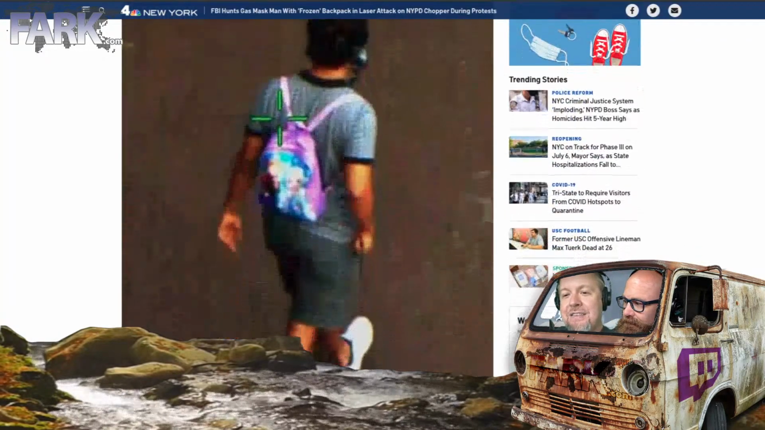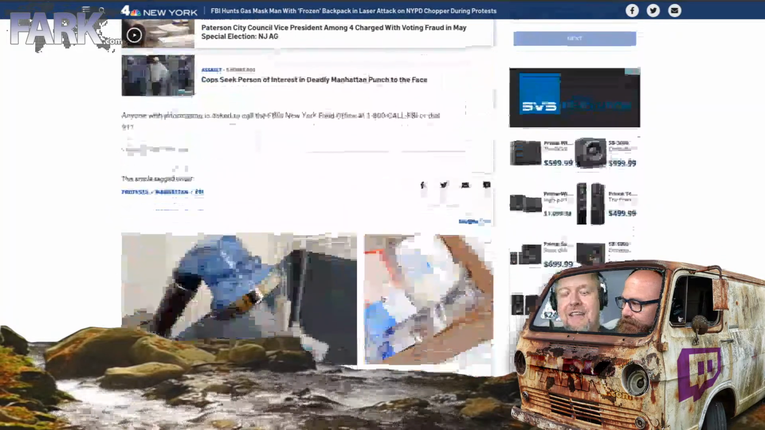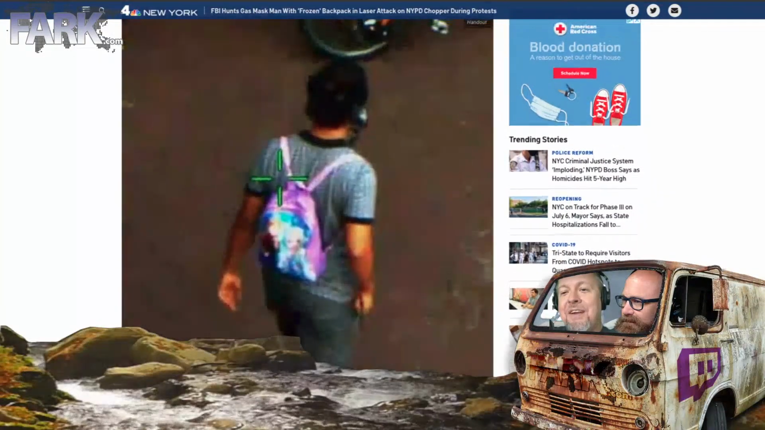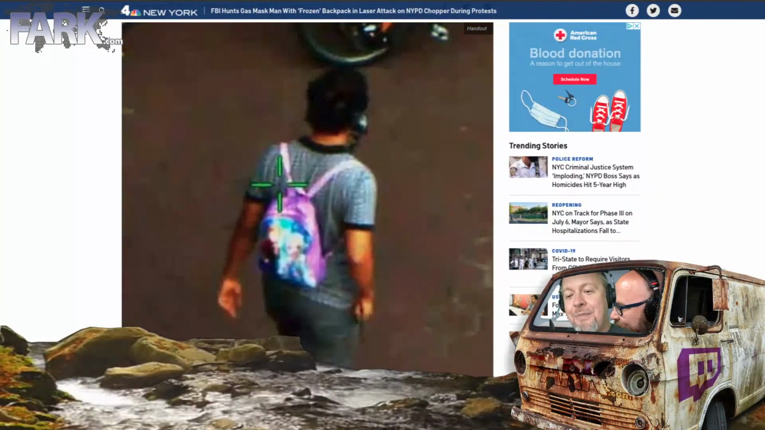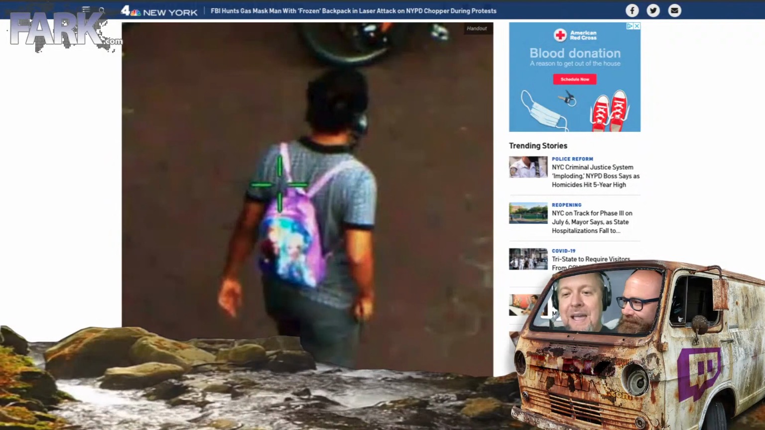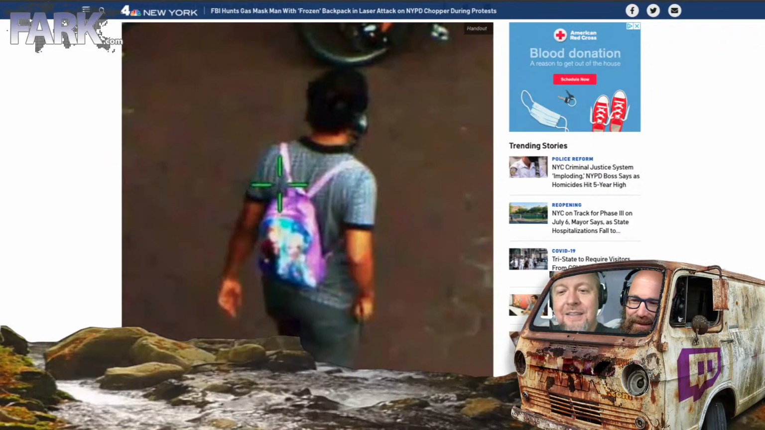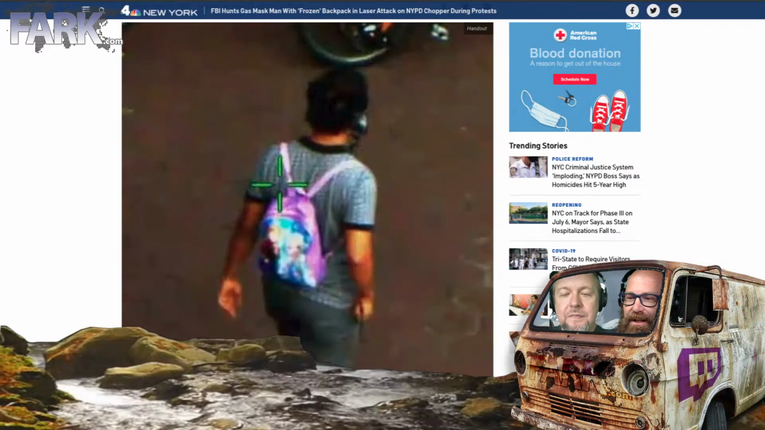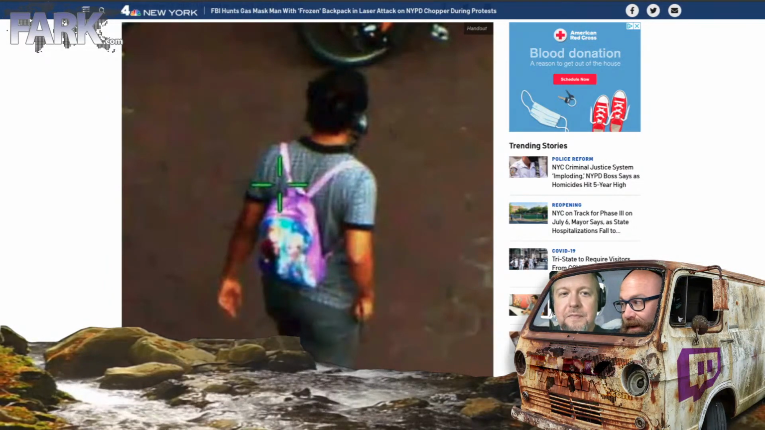So it turns out this guy shined lasers at the helicopters in New York. They shouldn't have been doing what they were doing anyway. I don't know if that's a crime if it cancels out, but at any rate, he's easily recognizable by his frozen backpack that he wore to the riots. Good for him. Although maybe that's Riot 101. Wear something very distinguishable so they forget about other things going on with you.